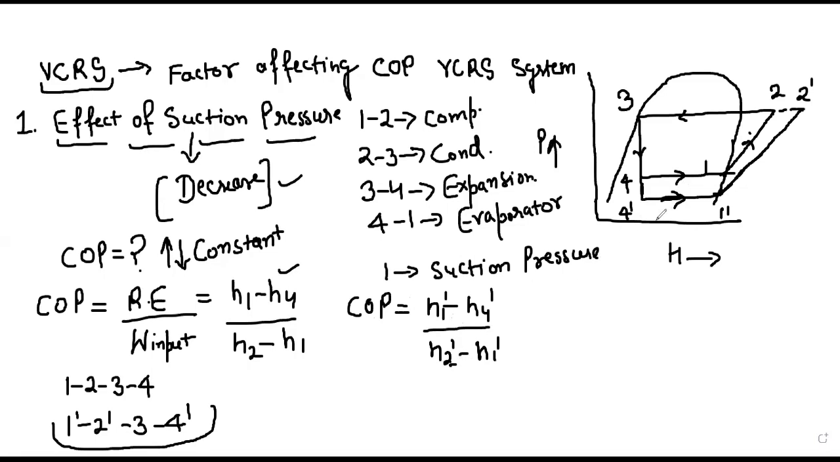Now you can look at this value, that the value of H4 will be equal to H4 dash because they are on the same point. So we can write that H1 dash minus H4 dash will be equal to H1 dash minus H4. So we can write H1 dash minus H4 over H2 dash minus H1 dash.